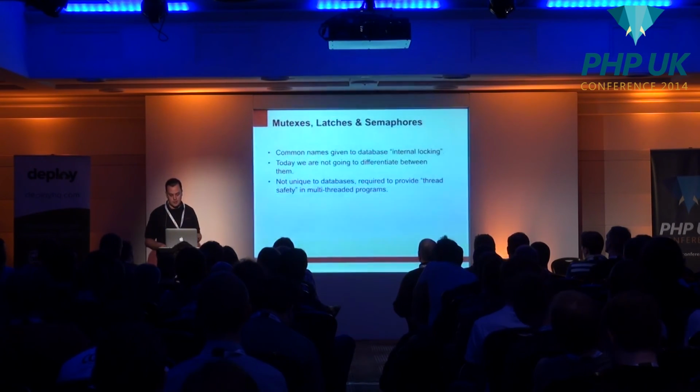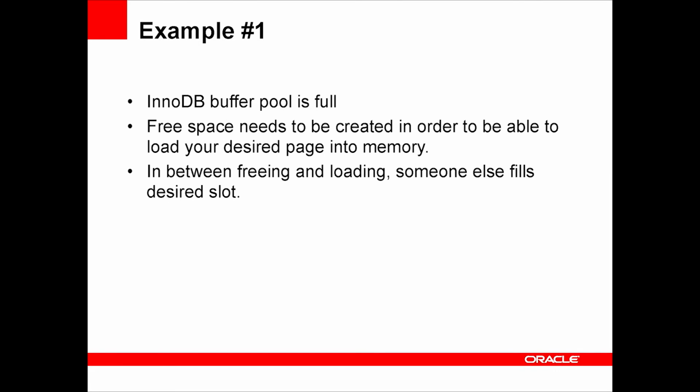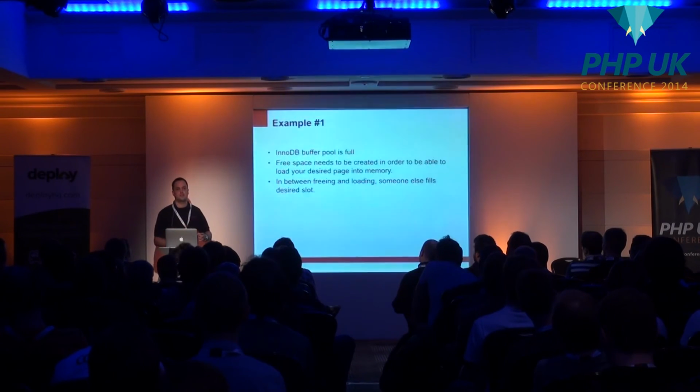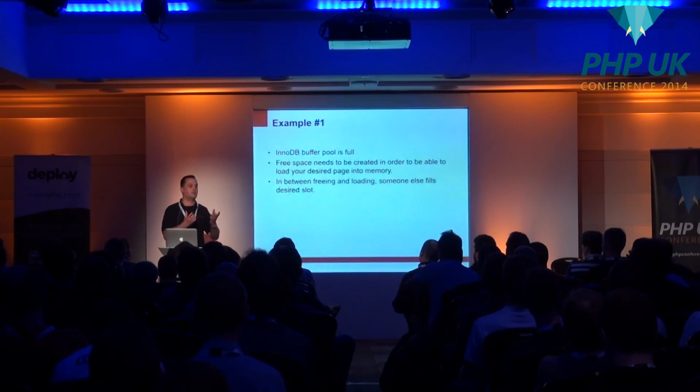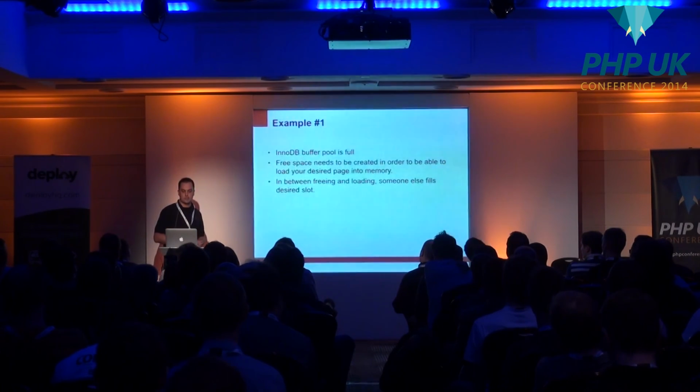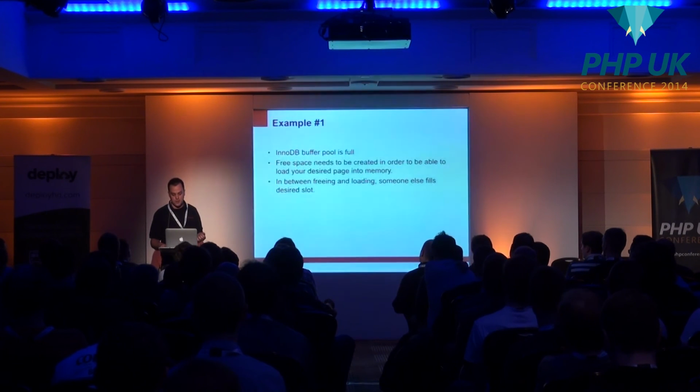So let me try and give some examples. Our buffer pool, or our in-memory cache, is full. We need to load a page into memory. To load a page into memory, we have to free something from memory, the least actively used item, and then load our replacement in there. But in between us freeing something, someone else could load in and take that spot. So we have to acquire a small lock to be able to say we're doing a modification around our cache, what's allowed to be in memory. So this might be a mutex, for example.